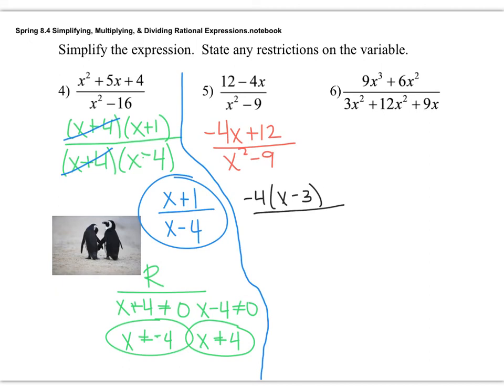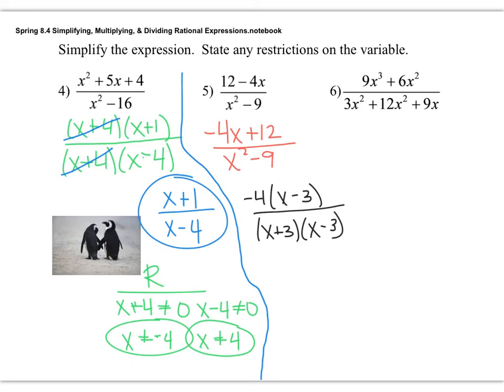More students than ever, you're going to mess up on these because you're going to forget to look for the GCF. Okay, make sure you're looking for that. On the bottom is my favorite, x plus 3, x minus 3. It's a difference of squares. So everything's factored. Step 2 says to cancel. I'm sorry, that's step 3.